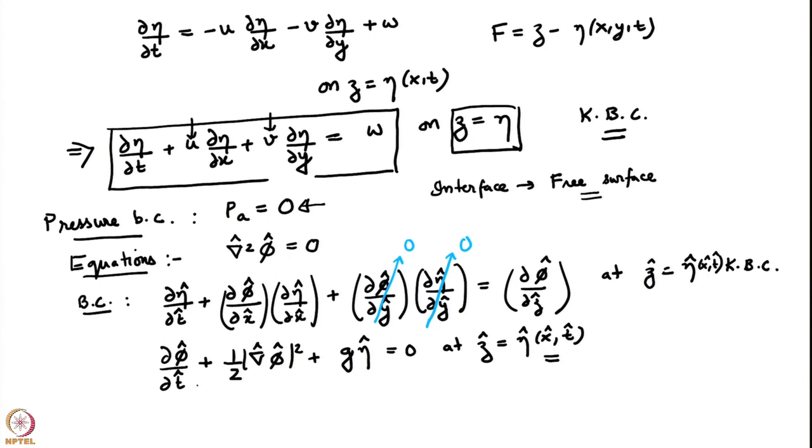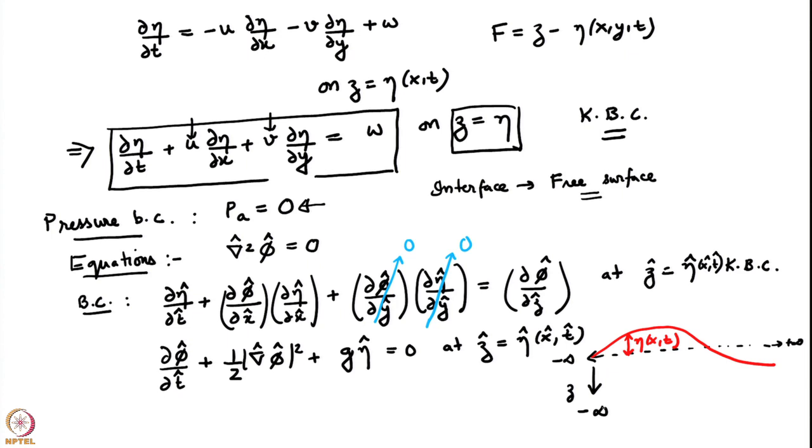Now, in addition, we also have finiteness conditions. Because my domain is infinite, we are trying to model a situation where my undisturbed interface is flat, goes from minus infinity on this side to plus infinity on that side. I am going to introduce perturbations on it, and this quantity is eta, and we are not putting a wall below.